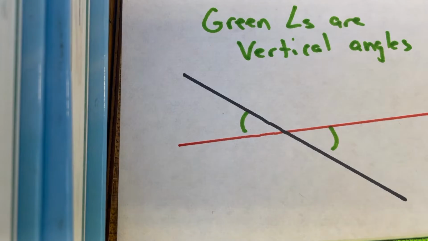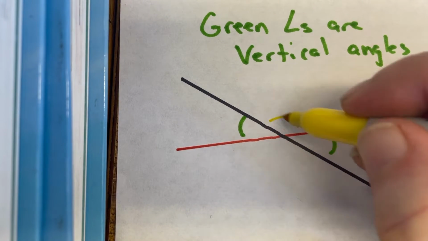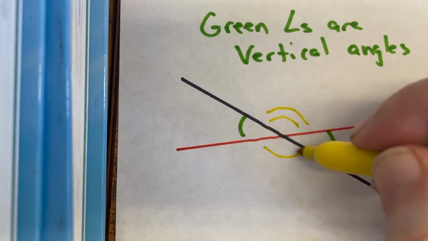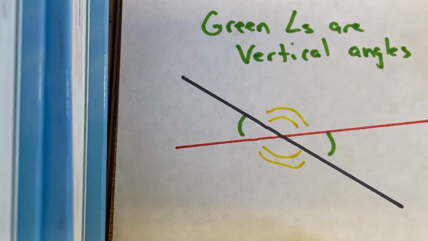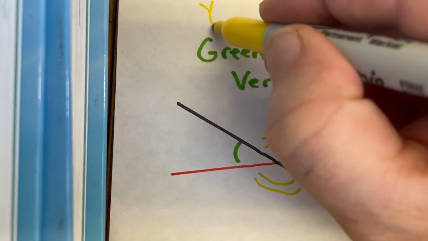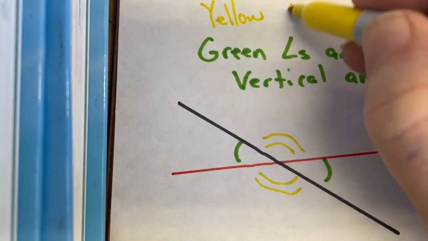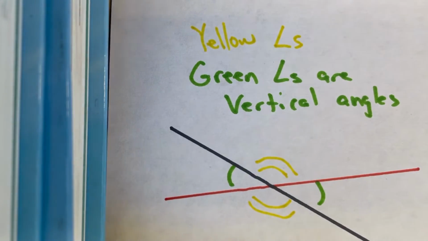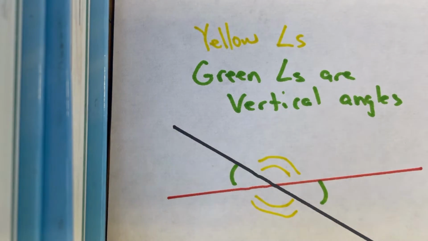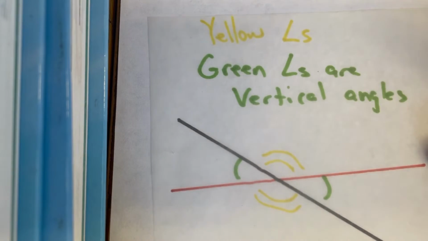And also, these yellow angles are also vertical angles. So the yellow angles also are vertical angles. Okay, so graphically, I want to prove that these angles are congruent.